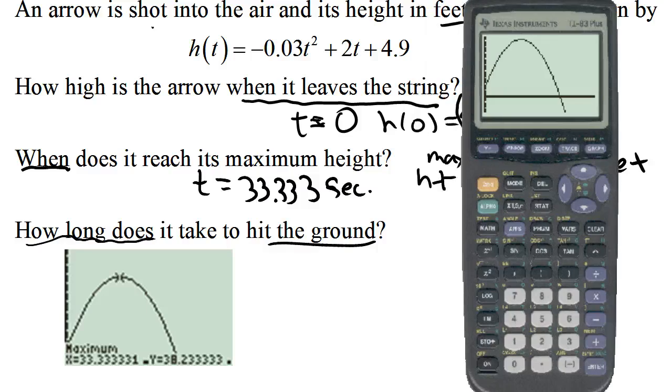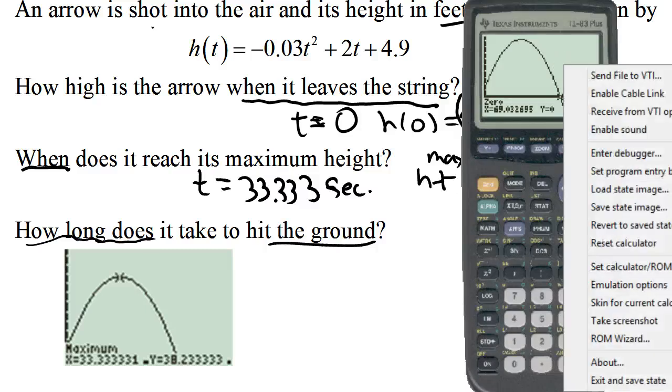And now we're going to go to above the trace button again, that's calc. And we want to find a 0 now, number 2. Go to the left of it. So the closer you get, the better the approximation is going to be. So let's just say there, enter. Go to the right of it. There, enter, and make a guess. And apparently it takes about 69.033 seconds. Let's take the screenshot.